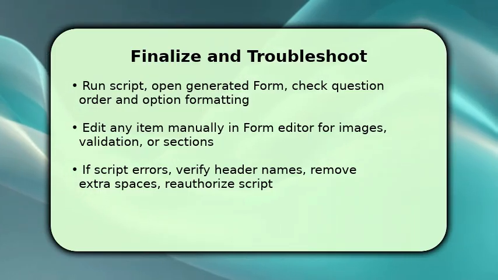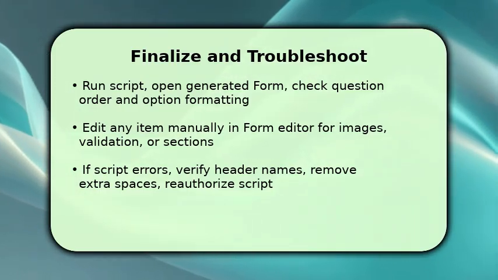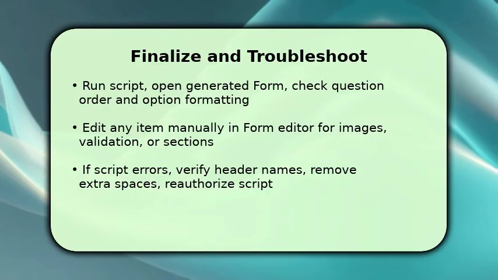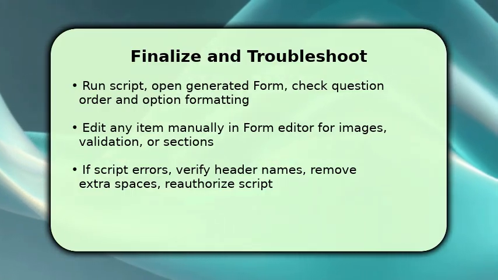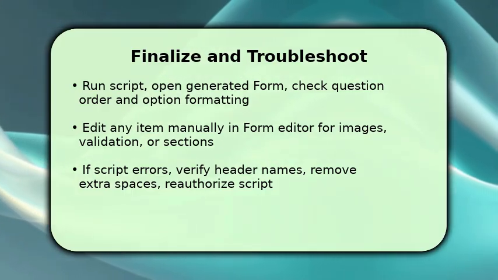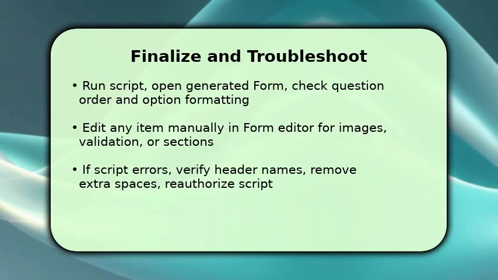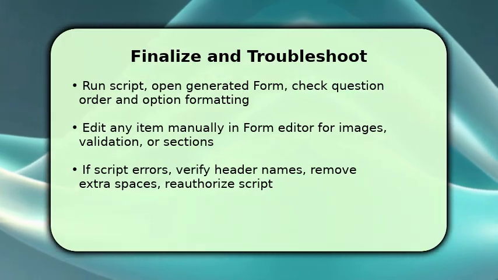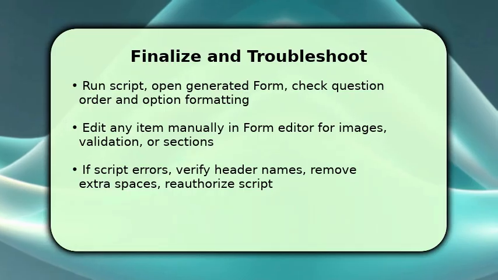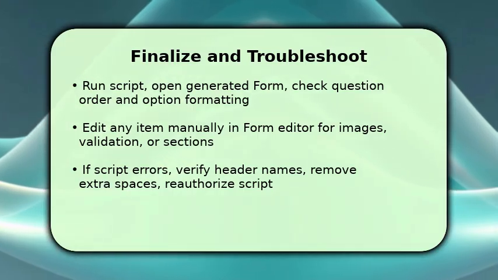Use manual edits sparingly so your Excel source stays authoritative. If the script throws errors, make sure header names match exactly, trim stray spaces in cells, and reauthorize the script's permissions. That single check usually fixes most problems and keeps your Excel to form workflow repeatable.